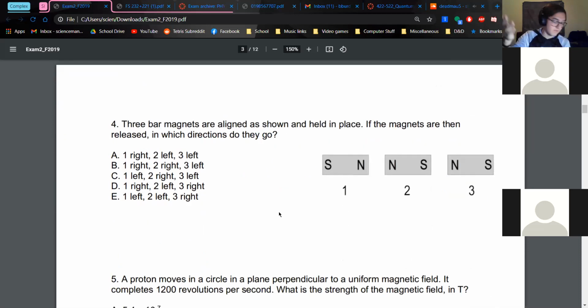But for this one, we've got some magnets. We don't know which way they're going after they're allowed to slide.